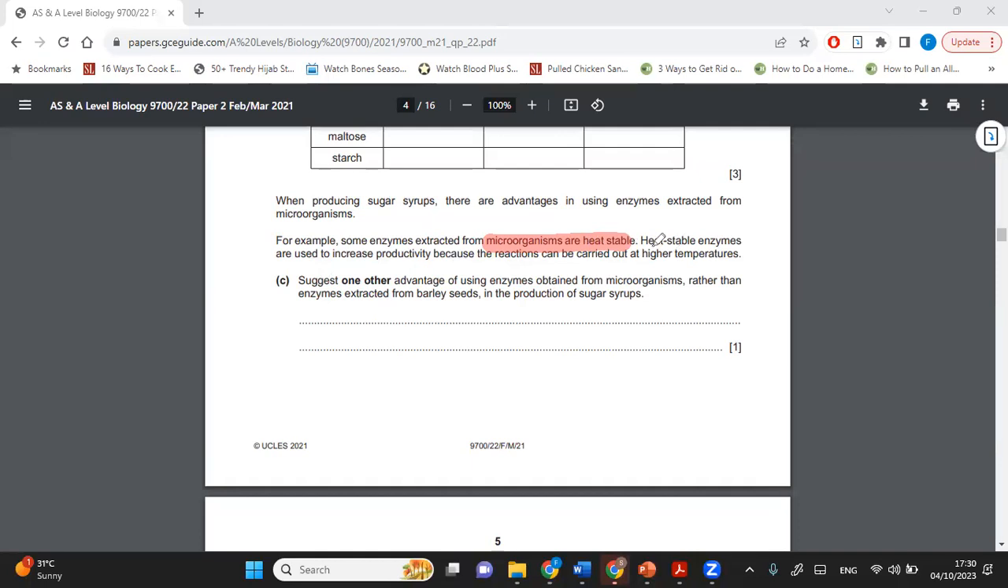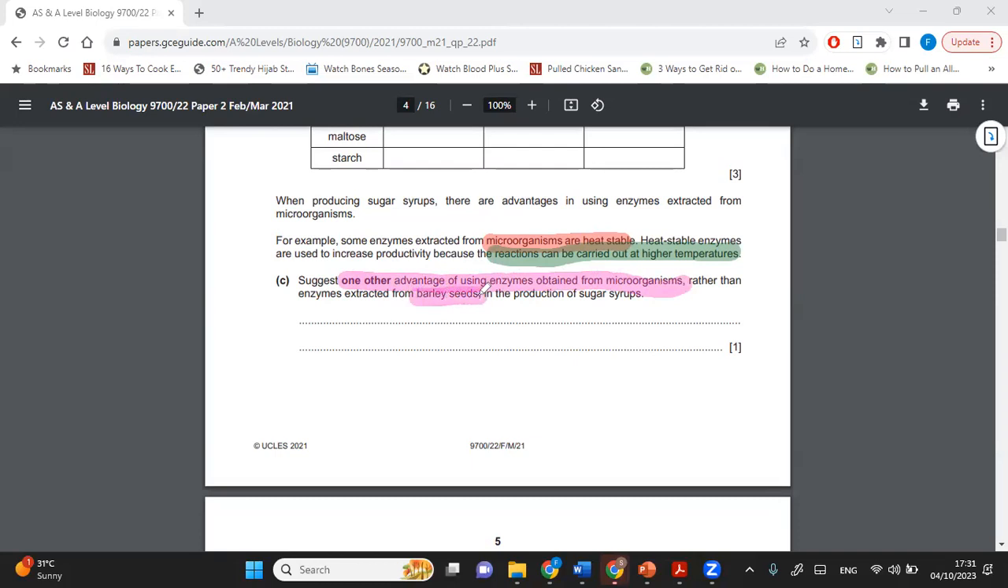This is one major advantage, because it's heat stable, so we can carry out reactions at high temperature. One advantage they've already provided you, that we can use it to carry out reactions at high temperature. Now they're saying, please tell us another advantage besides this one. Tell us one other advantage of using enzymes that we are getting from microorganisms compared to barley seeds.